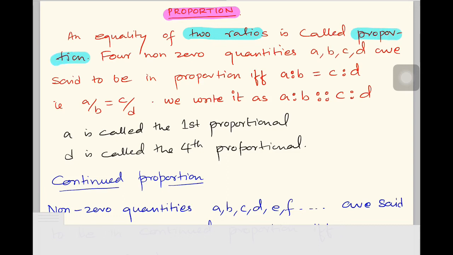So if two ratios are equal, for example, you can see here. Four non-zero quantities A, B, C, D are said to be in proportion if and only if, look here one more time, A is to B equals C is to D. That would mean if we can equate two ratios, then it is called a proportion. Let me show you an example.